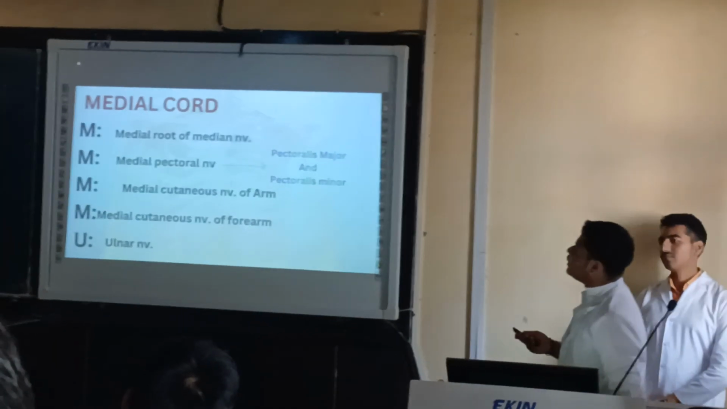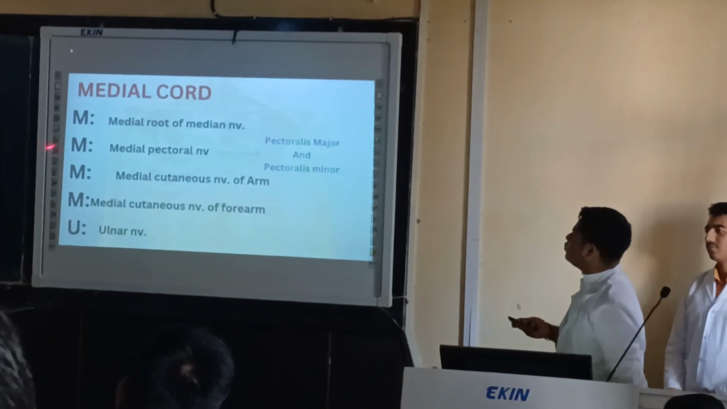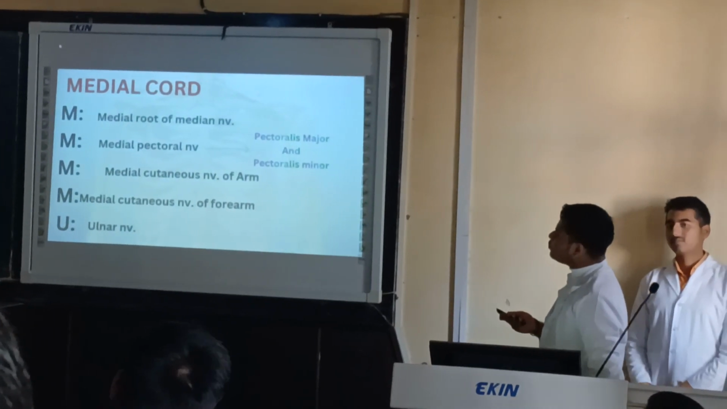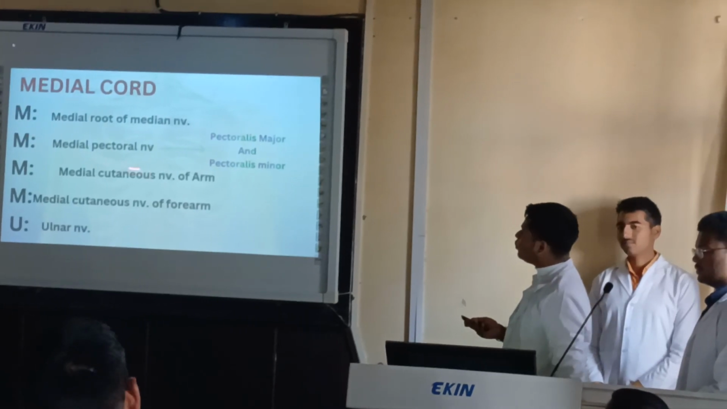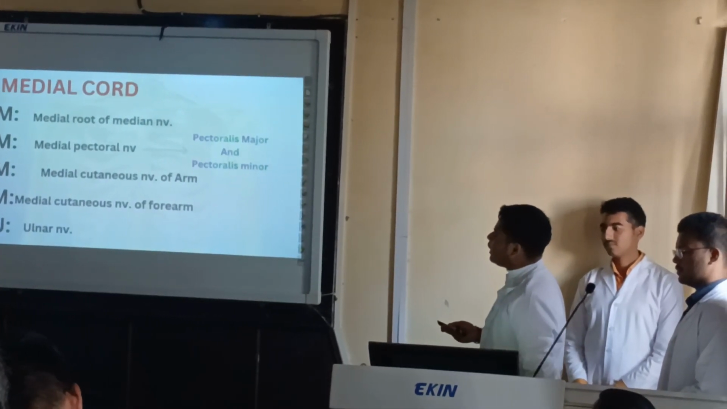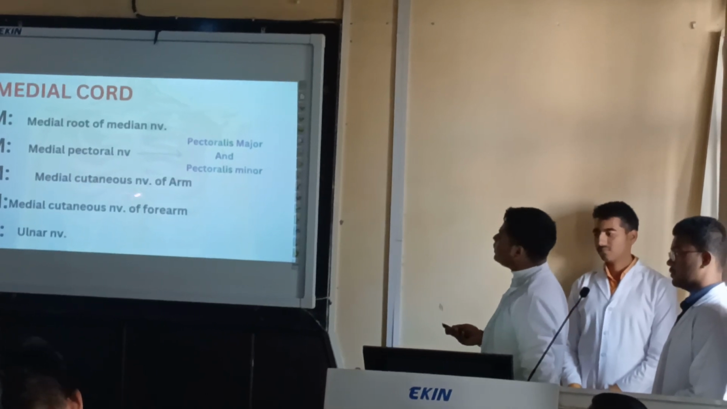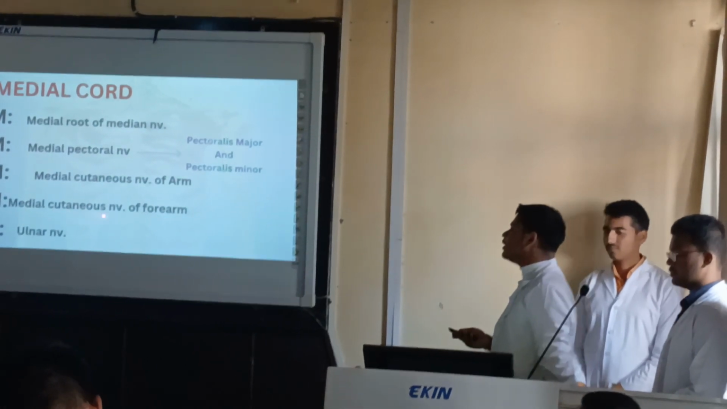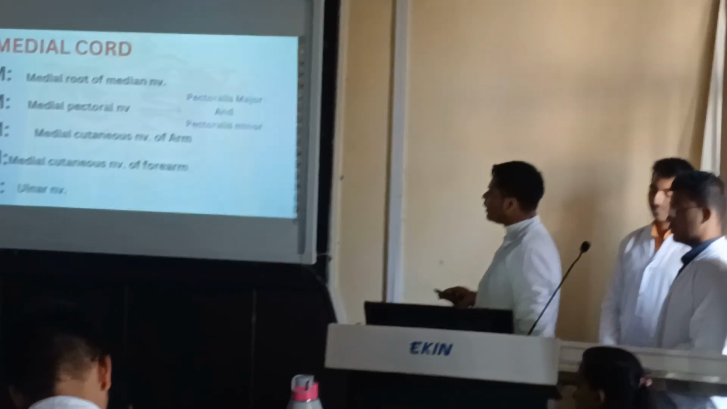For the medial cord, we have a mnemonic, 4 M's and U. The 4 M's represent medial root of median nerve, medial pectoral nerve, supplying pectoralis major and pectoralis minor muscle, and again M, medial cutaneous nerve of arm and medial cutaneous nerve of forearm. And U is for ulnar nerve.